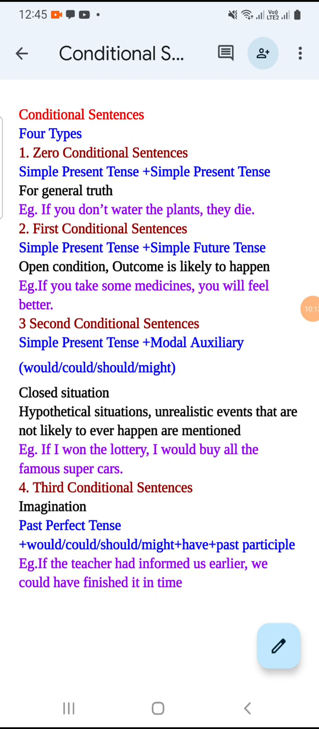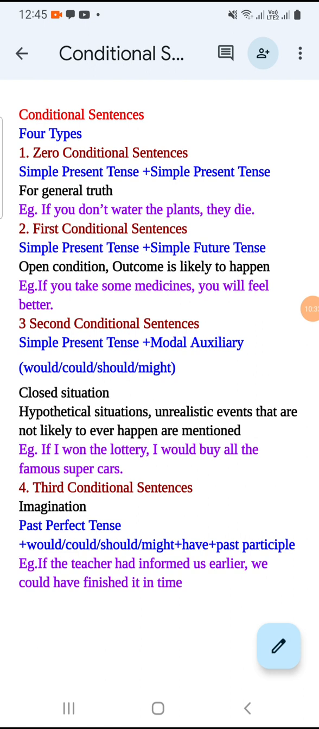Now moving to another one, that's the first conditional sentence. So I would like to listen to your query. I would like to solve your query. So if you have any query, you're most welcome. Please write here, so I would reply, right?